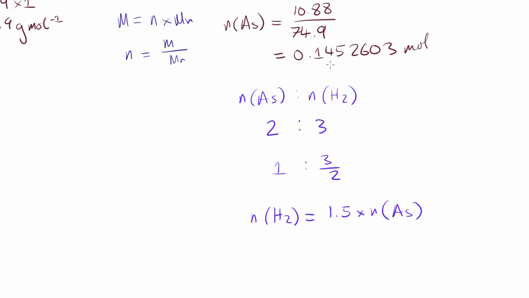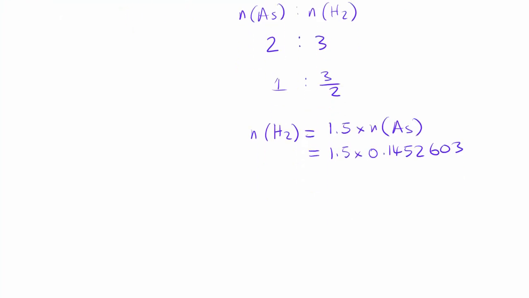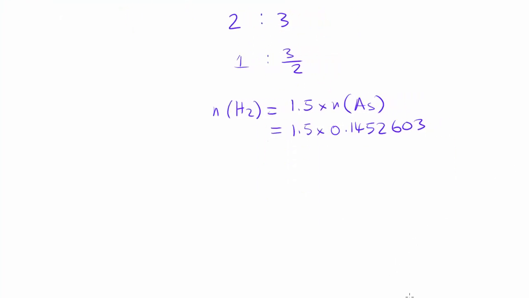And we have the number of moles of As, right? We just worked that out. So therefore, the number of moles of H2 is 1.5 multiplied by 0.1452603, right? So if you do work that out, you're going to get the number of moles of the hydrogen molecules, and so that's going to give you 0.2178905, right? And that's going to be in moles.